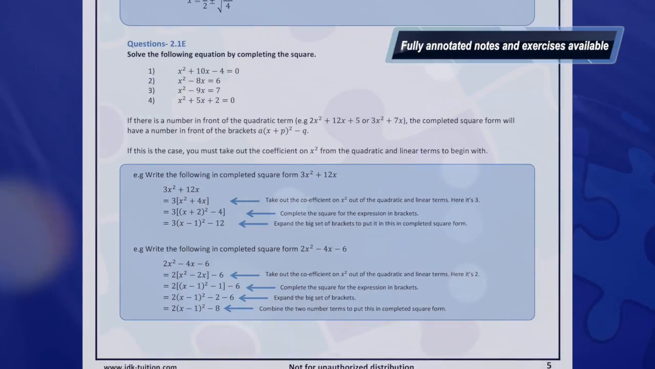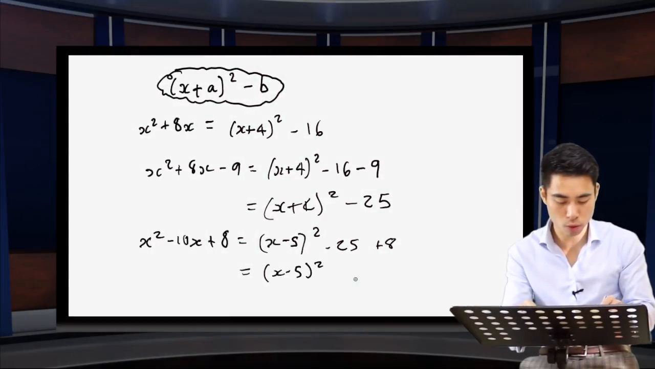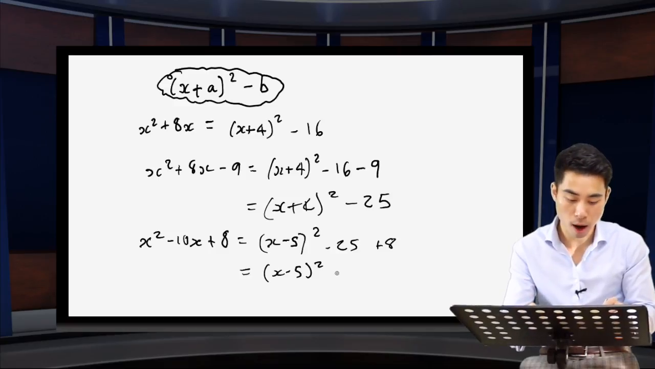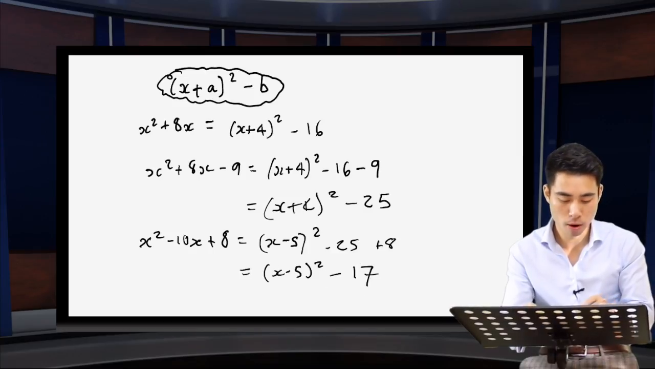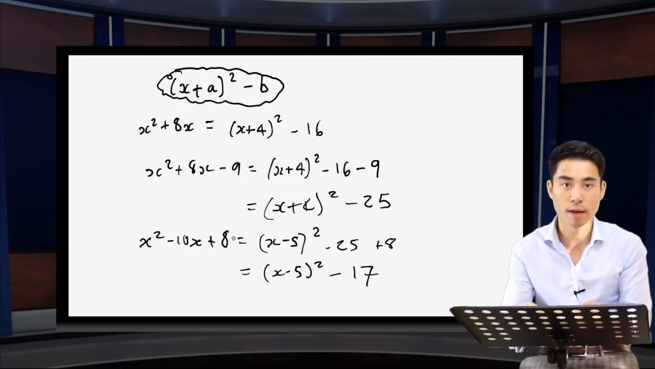And now lastly, tidying up, x minus 5 squared, well, minus 25 plus 8, what do I have all together? I've got minus 17. Okay, so that is the completed square form for the expression on the left hand side there.